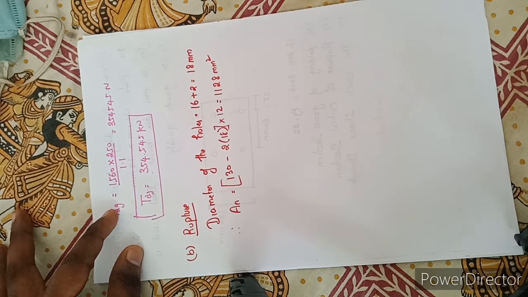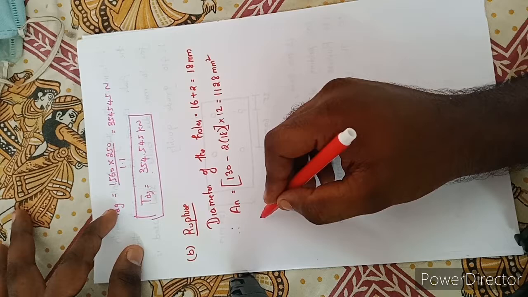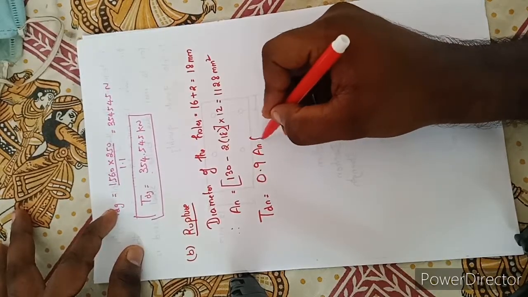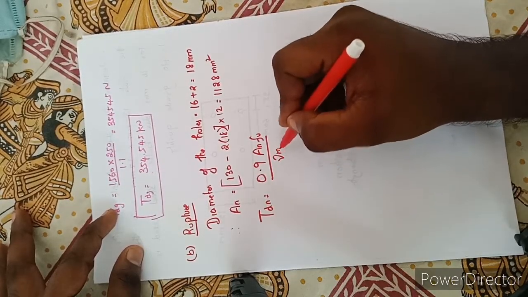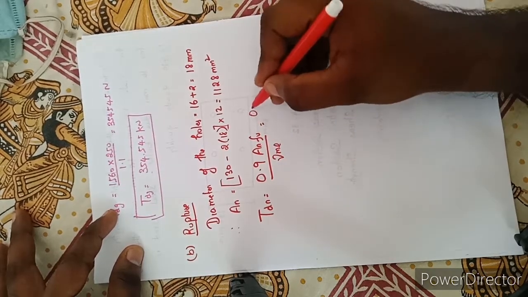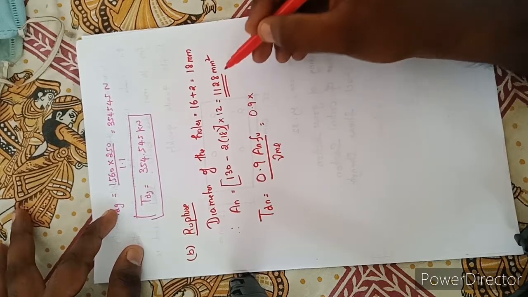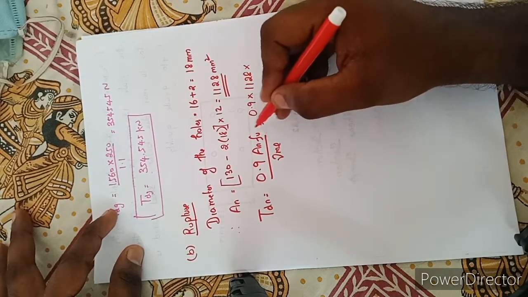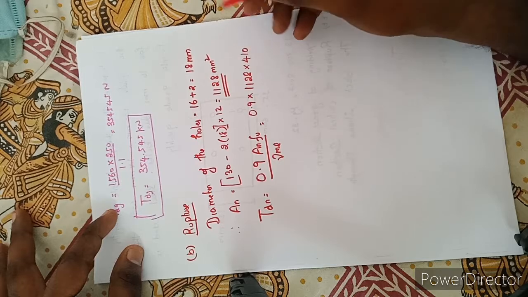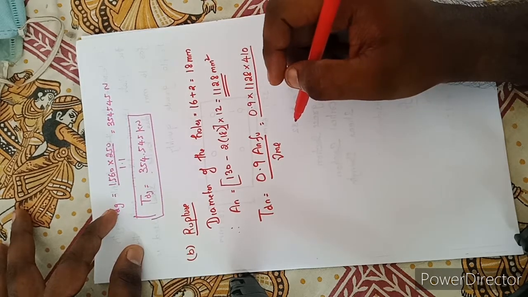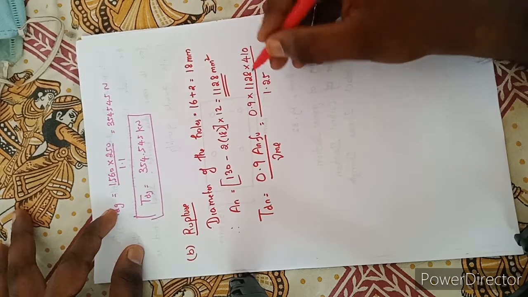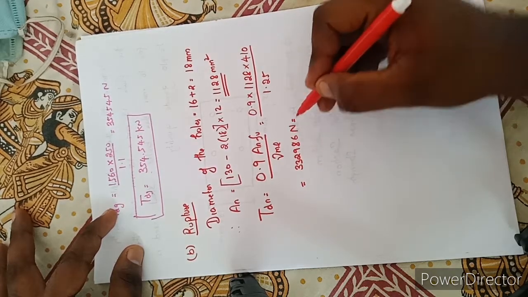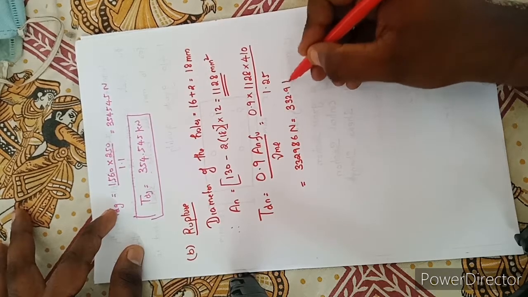Okay, so the IS code recommends a formula Tdn equals 0.9 An Fu divided by gamma m1, where 0.9 is a constant, and An we have just calculated as 1128, multiplied by the ultimate strength of the plate, which is 410, divided by gamma m1, which is 1.25. This gives you 332,986 Newton, converted to kilonewton, so 332.9 kilonewton.